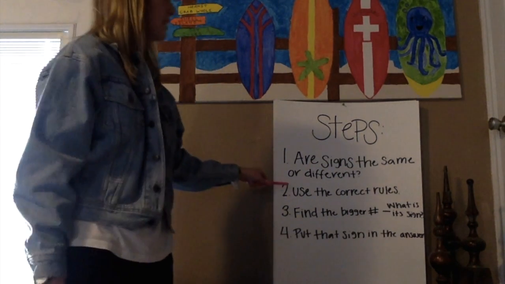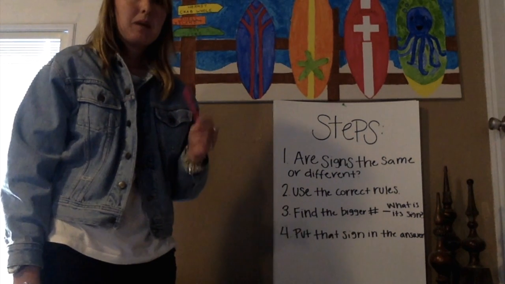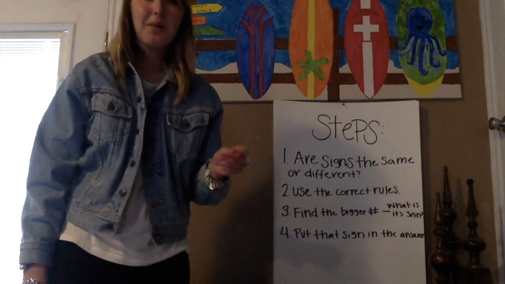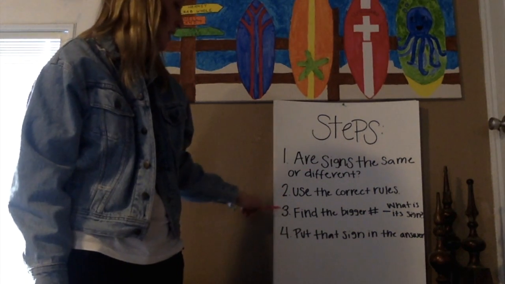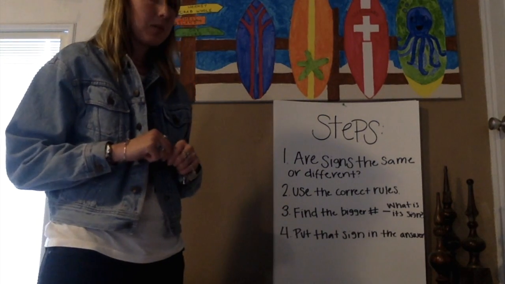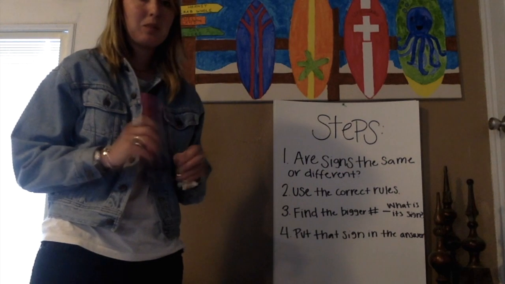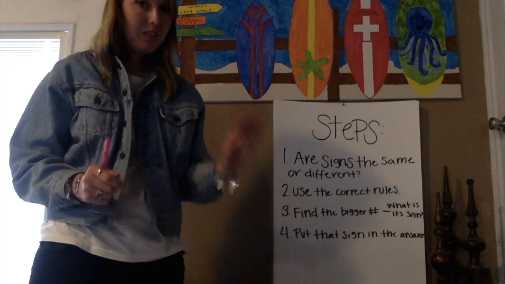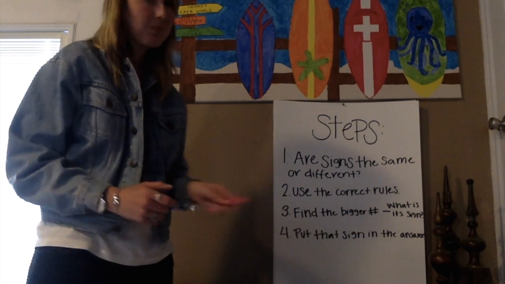The second one is, use the correct rule. You need to make sure that you pay close attention to the signs so you know what to do. The third step is, find the biggest number and what its sign is. So always make sure that between a 4 and a 2, you know that the 4 is bigger and you follow the sign of that number.